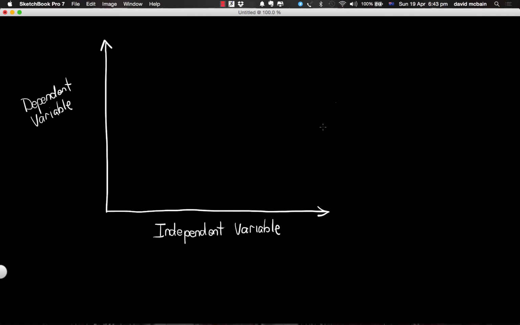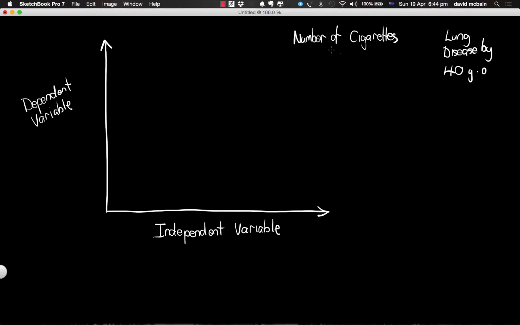Now, to give you an example of independent variable and dependent variable, let's look at an investigation that might look at the number of cigarettes smoked per week versus the probability of acquiring some lung disease by the age of 40.